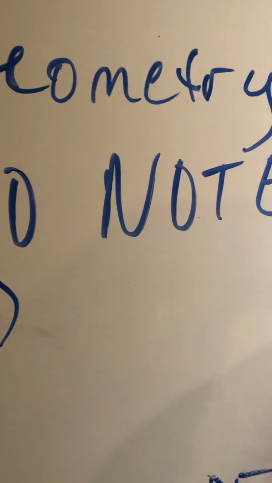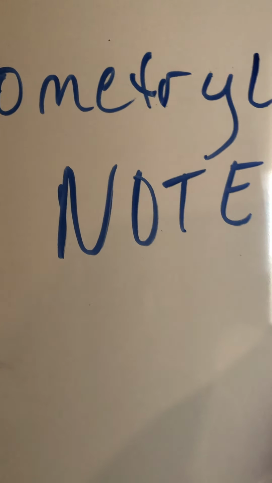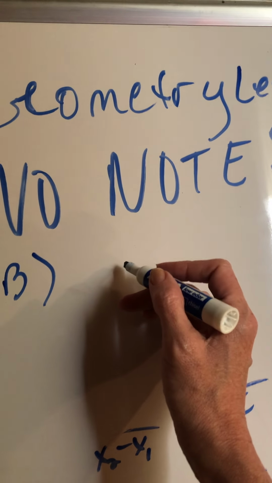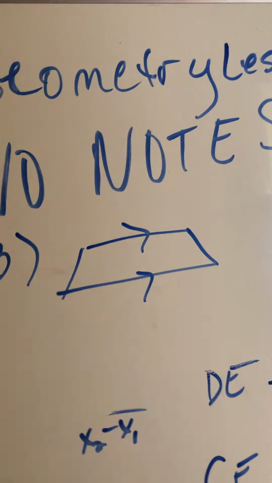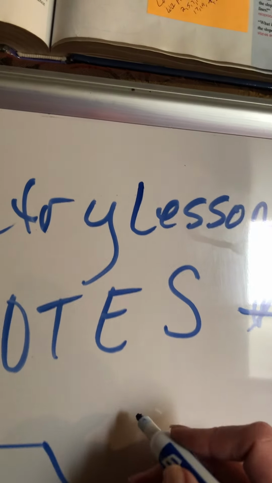On B, we want to know if that's a trapezoid and explain how you know. So we're going to show our work. Well, for a trapezoid, you just need one set of sides parallel. So we just need to show one set of sides parallel. Let me get the coordinates first.